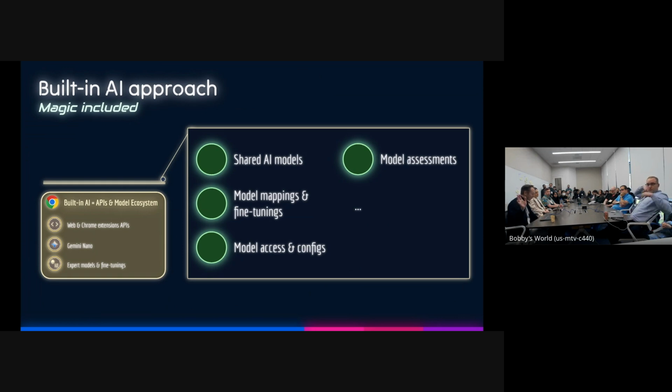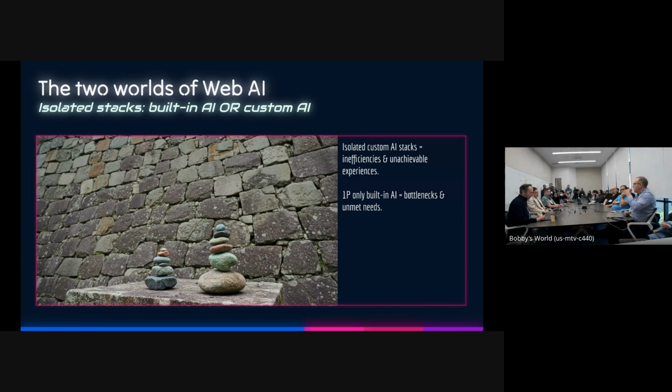But for today's session, I really want to focus on the shared AI model across origin. All right, so with that, solving this, essentially, this is what we currently have today, which is two isolated worlds. There's the built-in AI in the background, like this huge wall full of bricks that you can't really move. And then in the foreground, you have your own custom AI where you have to build it from the ground up yourself. And there is no sharing between different websites.